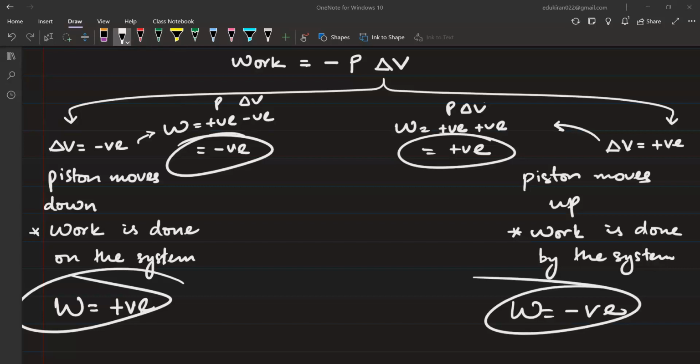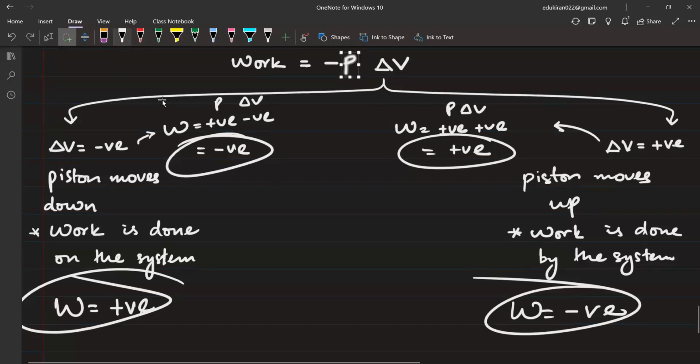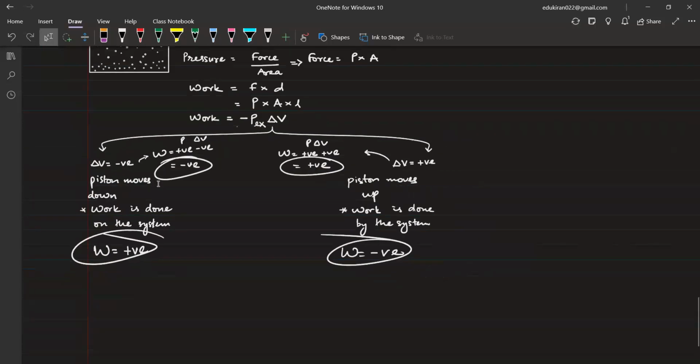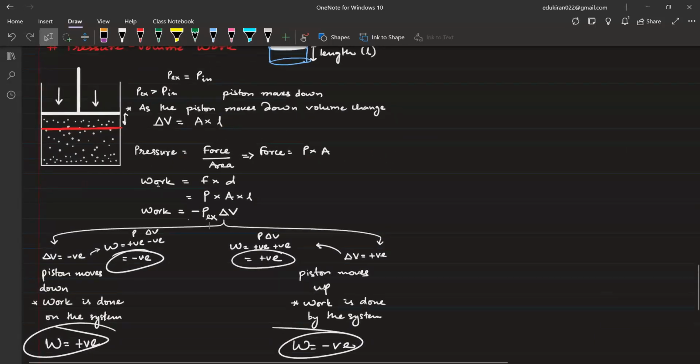Just remember one more thing. This P we have initially stated, it is what? It is P external. It is external pressure. Okay, so we'll add one more part here. This is P external. Okay, now you can please write this part, pressure volume work.